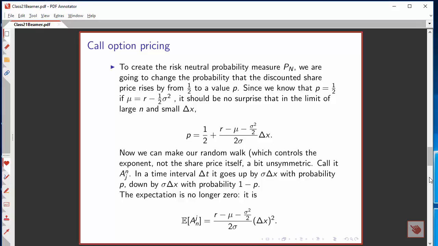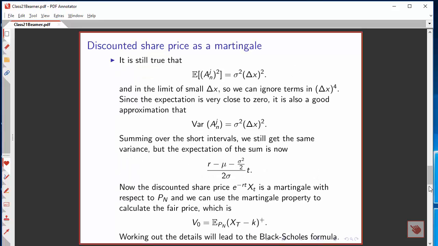This is the phenomenon with which you're already familiar, that if the exponent goes up or down by the same amount, the share price tends to drift by an amount that's proportional to delta x squared.